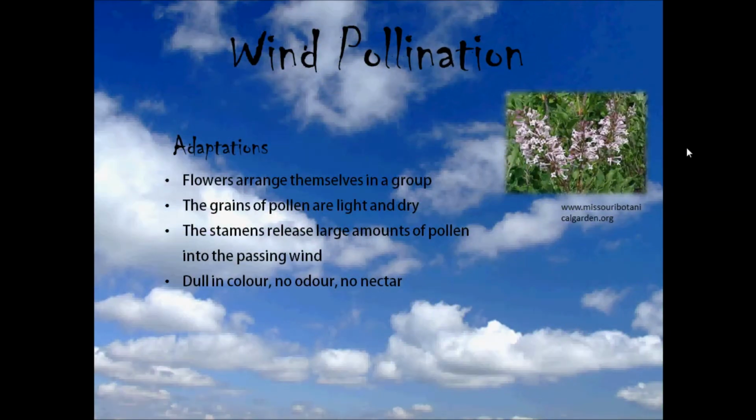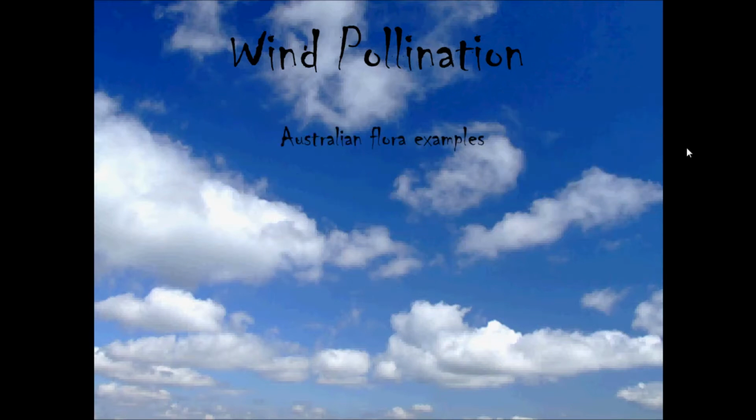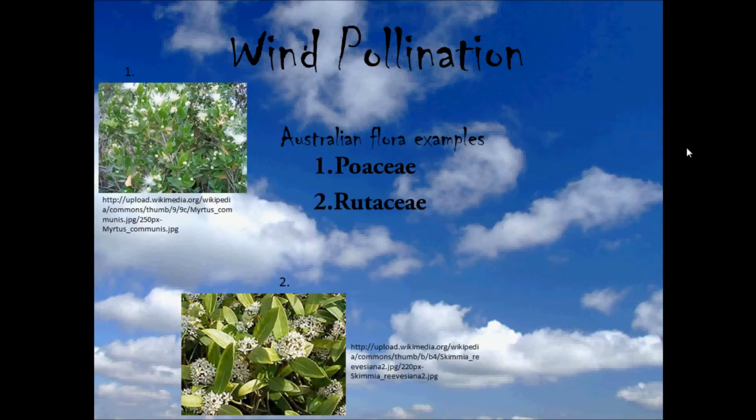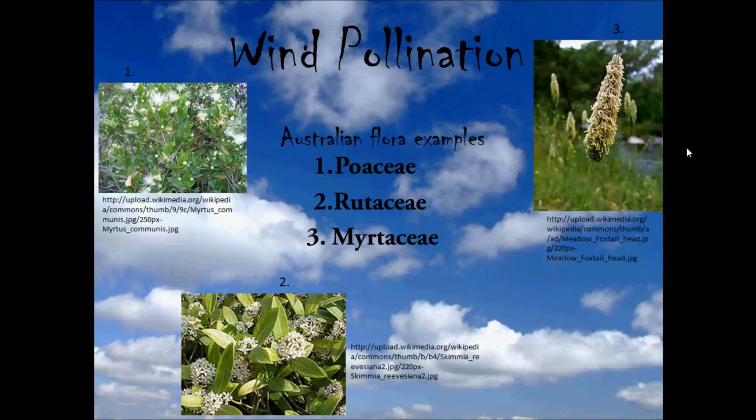Wind pollination is the process of pollen being relocated by the wind. Some adaptations include flowers arranging themselves in a group, the grains of pollen are light and dry, the stamens release large amounts of pollen into the passing wind, and plants are dull in color, have no odor, and no nectar. Some examples include Poaceae, Rutaceae, and Myrtaceae.